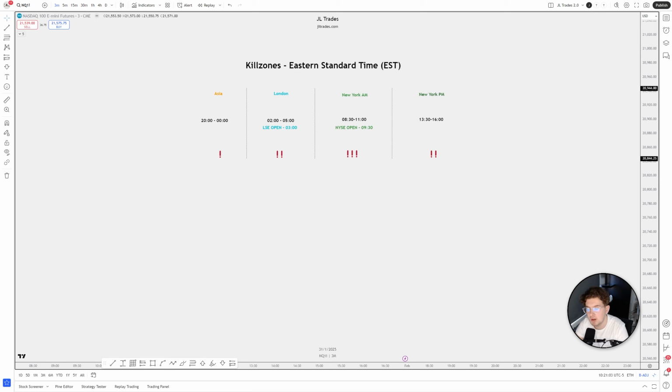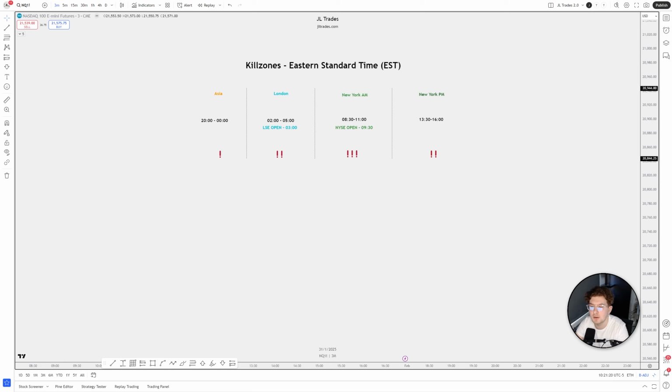Then going forth, you have the London session, which is from 2 a.m. to 5 a.m., with the London Stock Exchange opening at 3 a.m. Eastern Standard Time. So more often than not, from 3 a.m. to 5 a.m. might be the window where you'll actually find a setup, because that's when volatility is coming into the market.